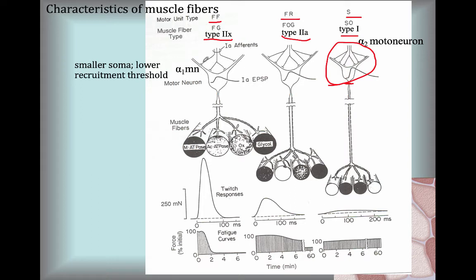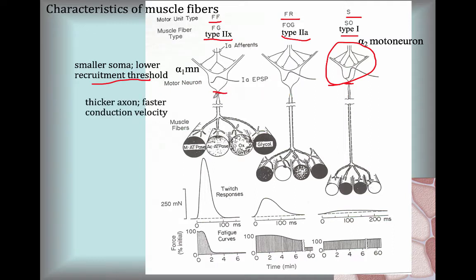The cell body is bigger, and so now that EPSP is getting smaller, and by the time it reaches the trigger zone, it may in fact not be big enough to reach threshold, and so we might not get an action potential. And so again, that means that the type 1 fibers have the lowest recruitment threshold, or in other words, it's easy to activate them. The 2Xs have the highest recruitment threshold, and it takes longer for them to be recruited.